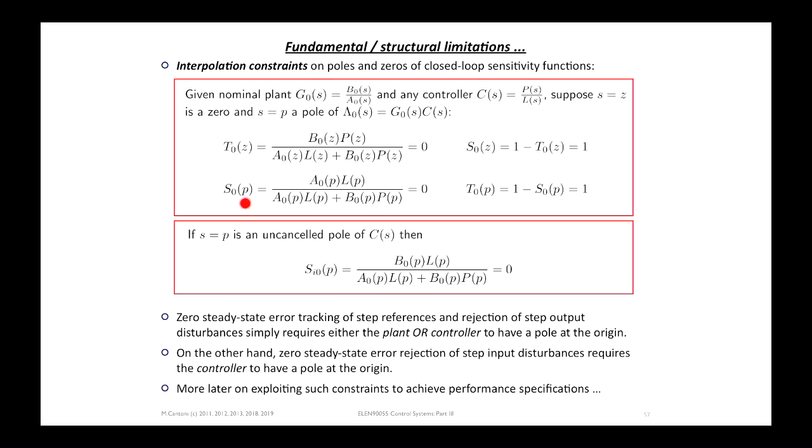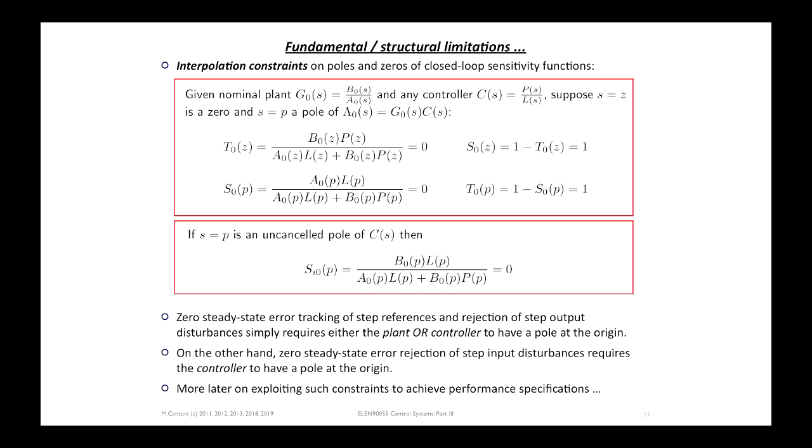Similarly, the output sensitivity function, which tells you how sensitive the output is to output disturbances, and how sensitive the error is to the reference, will have zero value when evaluated at an open loop pole. So at a pole of the plant or a pole of the controller. And so that will make the complementary sensitivity function equal to 1 at the open loop poles.